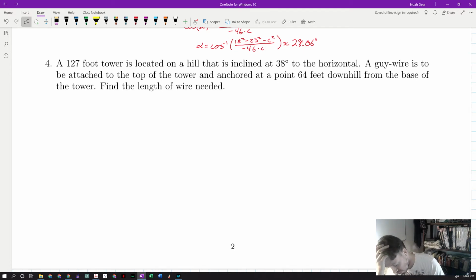So we've got a hill. It's a 38-degree hill. That's a really steep hill, by the way. Here's our hill. This would be level ground right here. And that's a 38-degree angle. Let's put the tower partway up the hill and draw a vertical tower, is the assumption here. It is 127 feet tall.